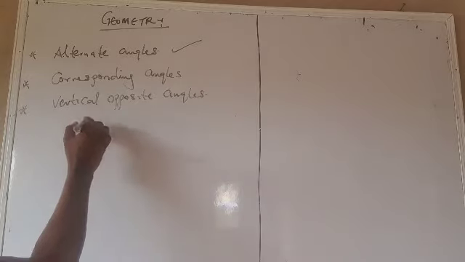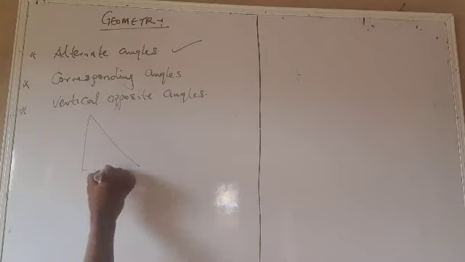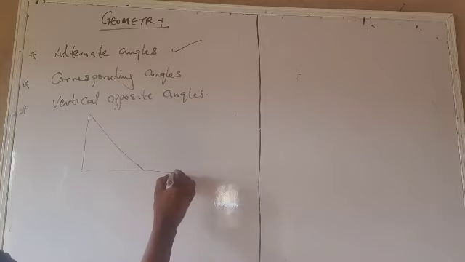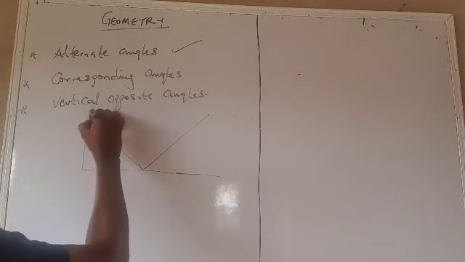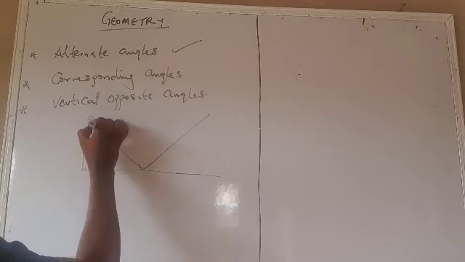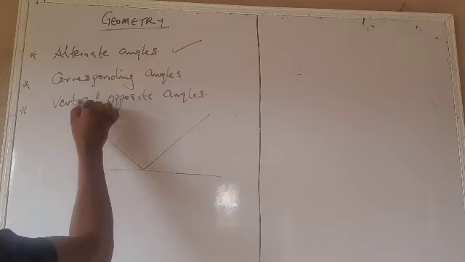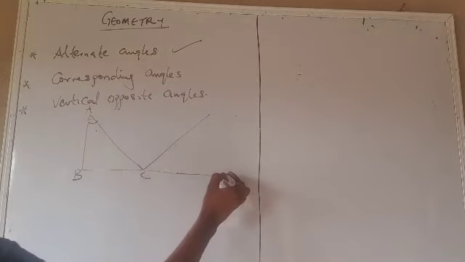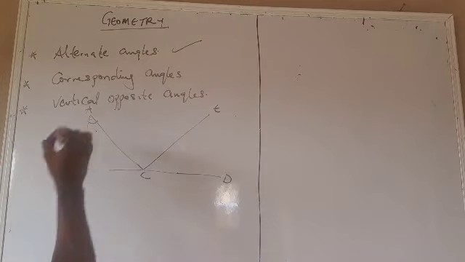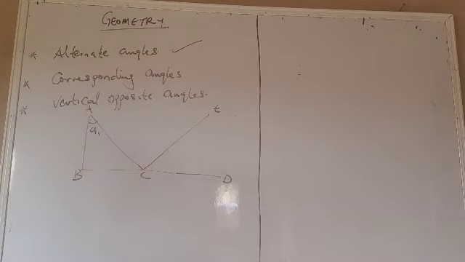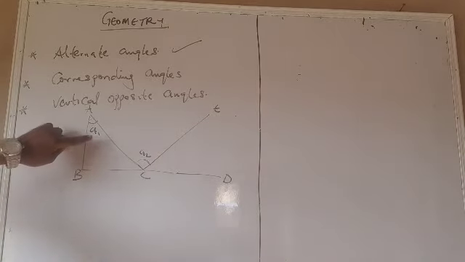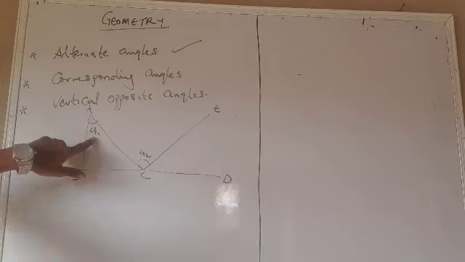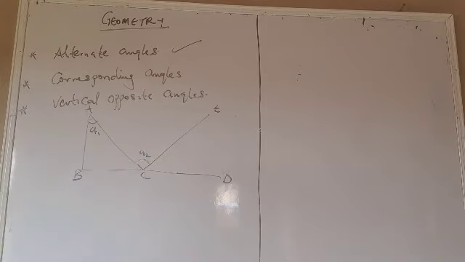If you have a right angle triangle like this, and we have a line like this. This angle theta, let me call it A. We have A, B, C, D, and E. This A, I call it A1, is said to be alternate to this angle A2. This A1 is said to be alternate to what? To this A2. So this angle is alternate to this angle.